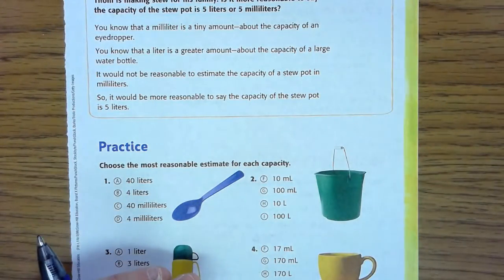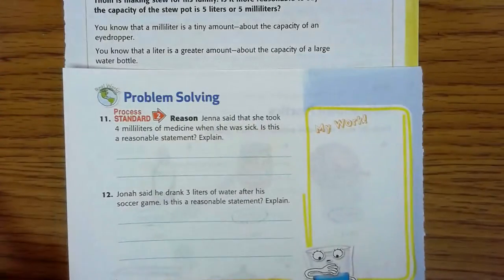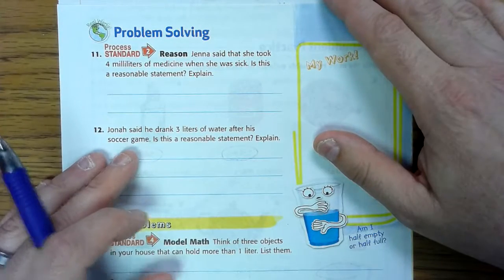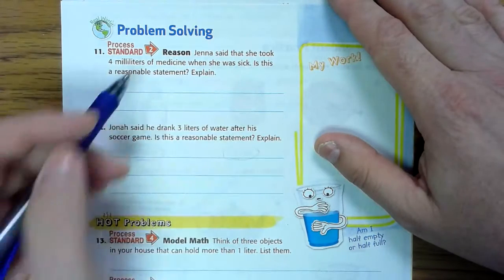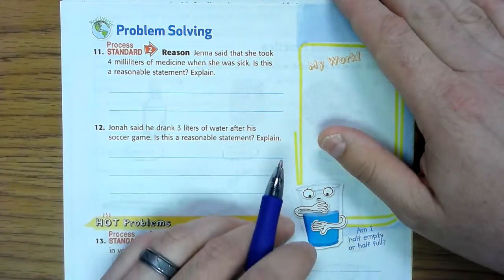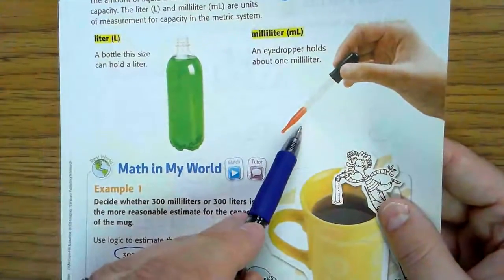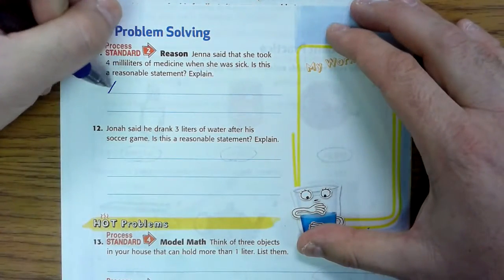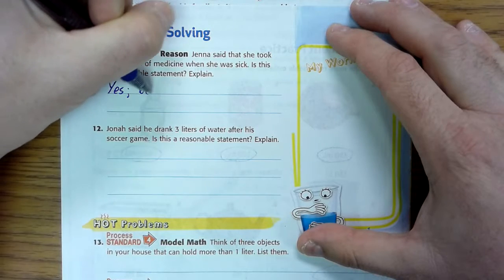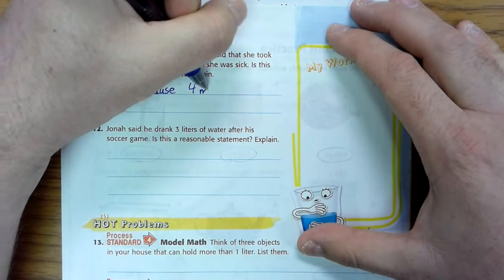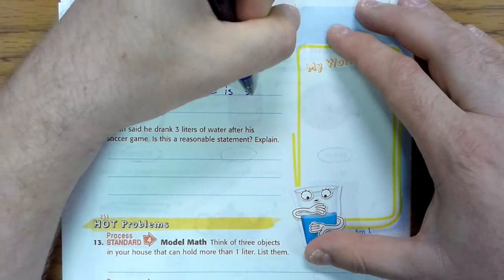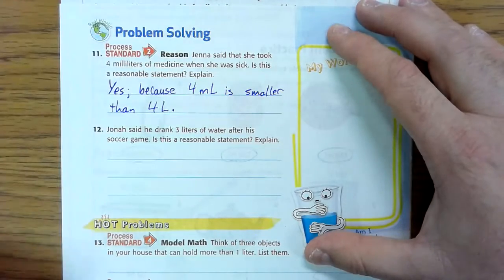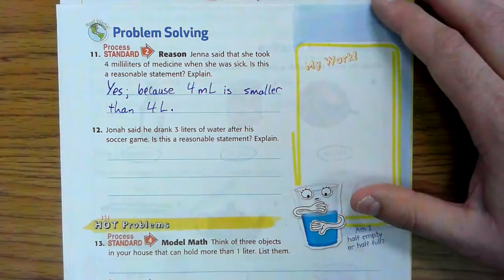All right. For your homework, these are just the little word problems that you could do. We'll do one of them here. Jenna said that she took 4 milliliters of medicine when she was sick. Is that reasonable? 4 of those little pipettes, 4 of these. Is that reasonable? Because if she did 4 liters, wouldn't that be a lot of medicine? Yeah. So yes, this is reasonable because 4 milliliters is smaller than 4 liters. 4 liters would probably kill you. So don't want to use those.